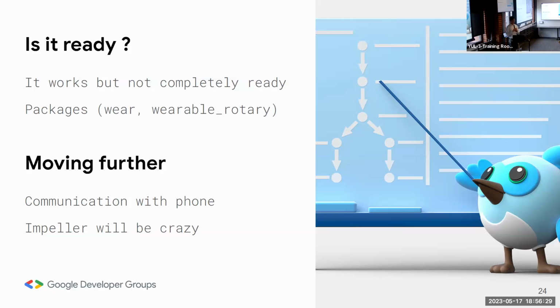For the packages, you have Wear. It gives you the shape of the Wear, so is it round, is it square? And also, is it always on or not? So your screen can go black and white. It can give you ambient mode or not. Wearable rotating is for the small wheel on the side of the Pixel Watch. So it just gives you a widget which is like list view. You just give a controller and it will control this small part of the watch.